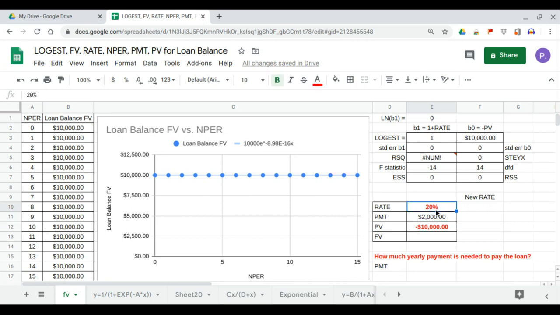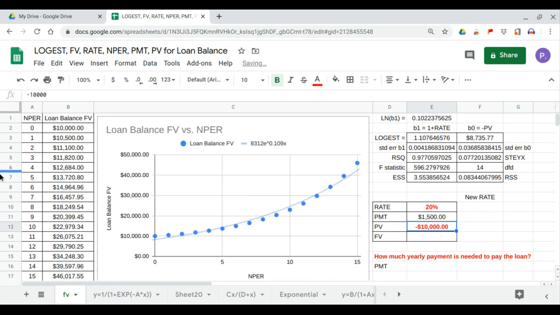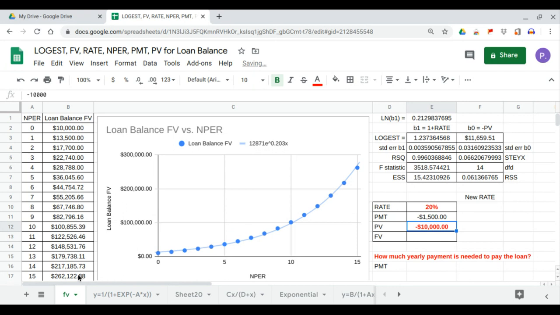So if I also add to the loan, if I keep borrowing 1,500 a year, continue to borrow 1,500 a year, my loan balance will be $262,000.